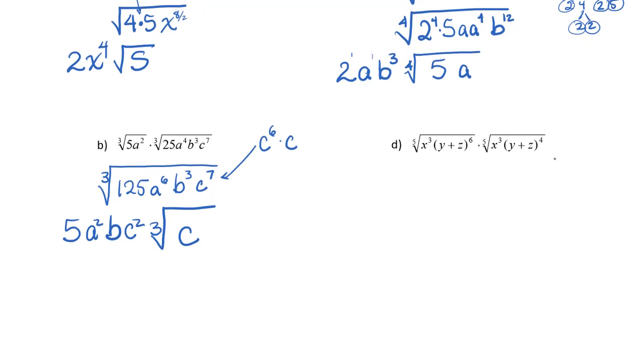Let's take a look at this last one. We have the fifth root of x to the third times the quantity y plus z raised to the sixth times the fifth root of x to the third times y plus z raised to the fourth. The indexes match, and we can rewrite this as one very long fifth root. We'll have x to the 3 plus 3, so it'll have an exponent of 6. And y plus z raised to the 6 plus 4, which will be 10.